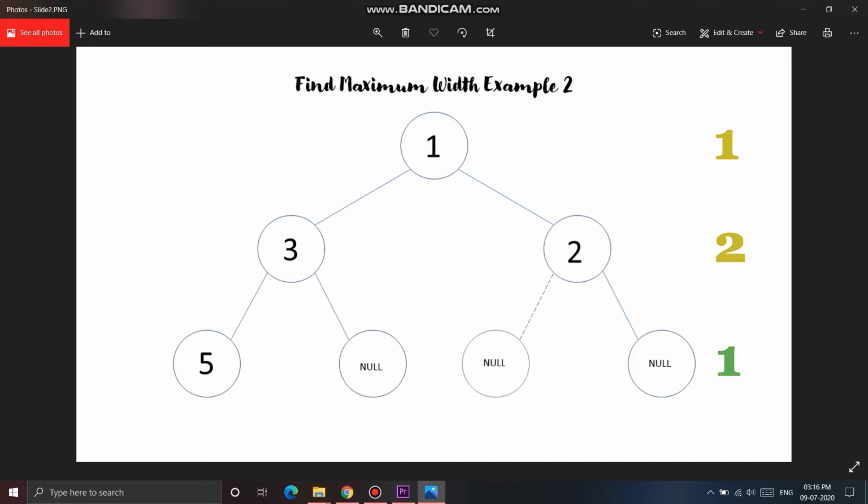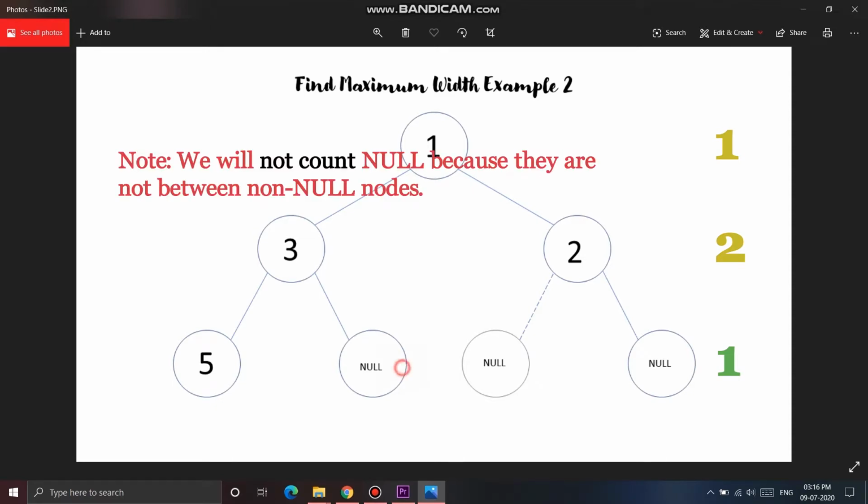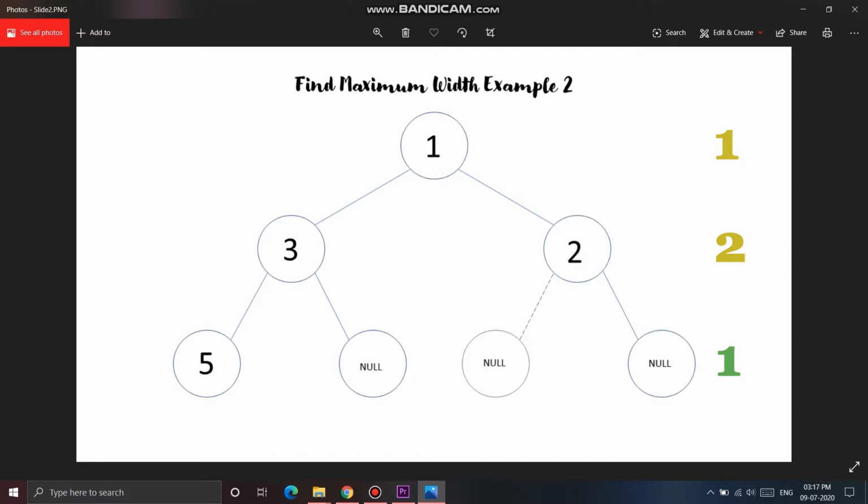Please note in this case, we are not going to count null nodes because they are not surrounded by other nodes which are not null. That's why the width is only 1. And out of these three widths, the maximum width we saw was 2. Therefore, the maximum width for this binary tree is 2.